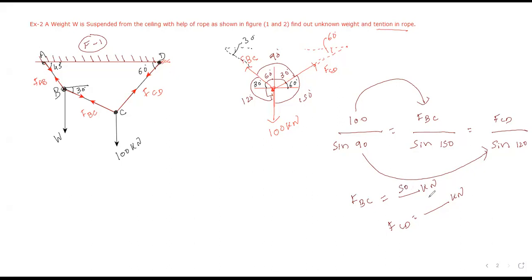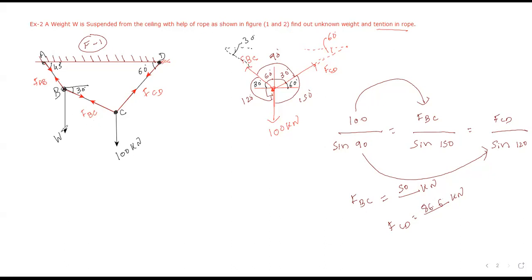What is the value of FCD? Yes, good. What is FCD? Right, yes. Correct answer. What is the value of FCD? Quickly, come on. 86.6. 86.6 kilonewton. Either 86.6 or 86.7 will work. Okay, this is the answer we get.